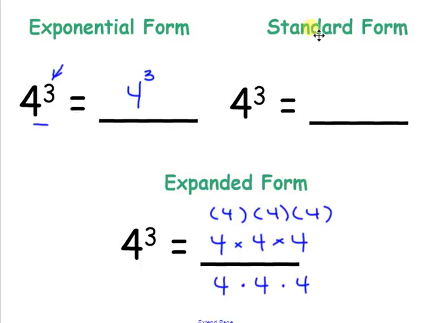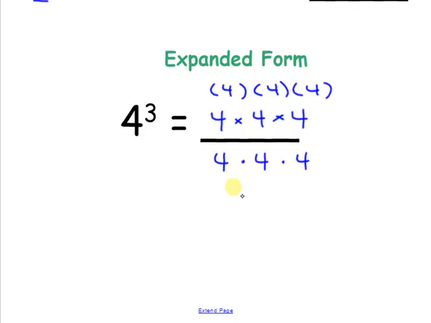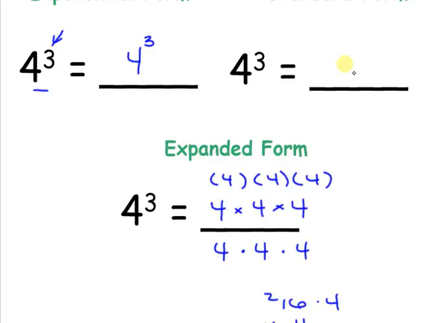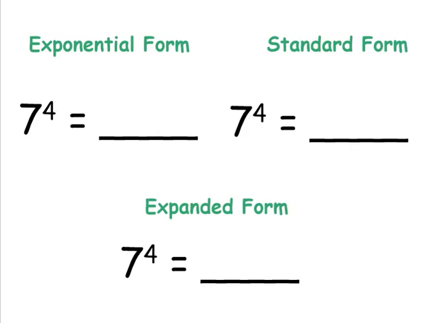Now standard form, remember, is just going to ask you for the answer. So what is 4 to the 3rd power? Well, I like to go back down to my expanded form and use that to help. I have 4 times 4, which is 16, times 4. So that's going to be 64 in standard form. And that should be review.